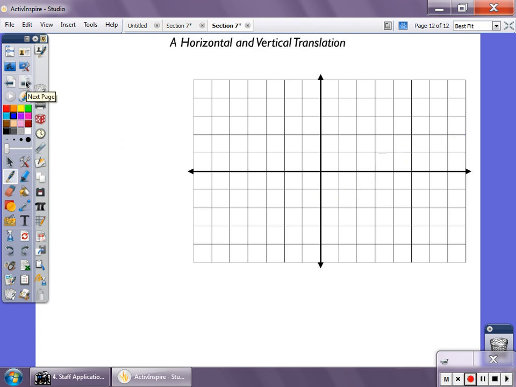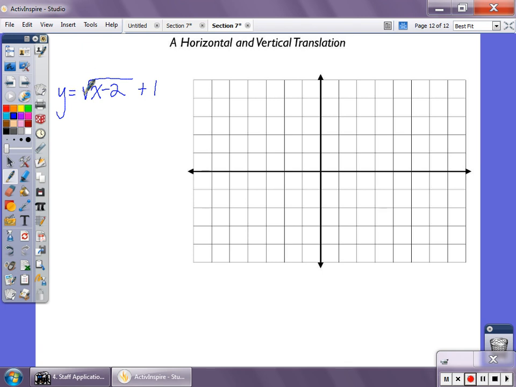So we're only going to do one with a horizontal and a vertical translation, and then we're going to be doing the rest in class. So what we're going to be looking at is y equals, let's say the square root in this case, of x minus 2 plus 1. Now first of all, I notice I'm no longer dealing with the cube root. It's now the square root.